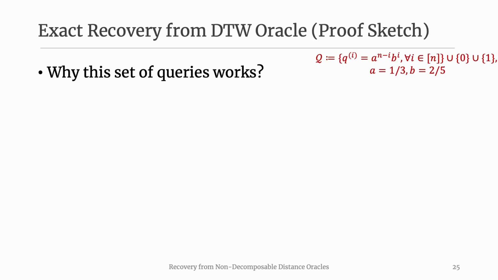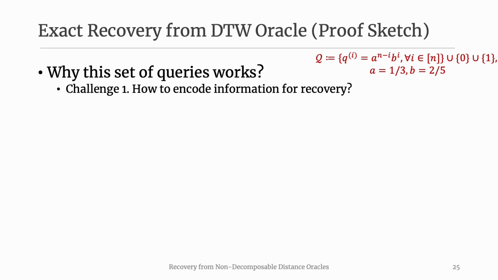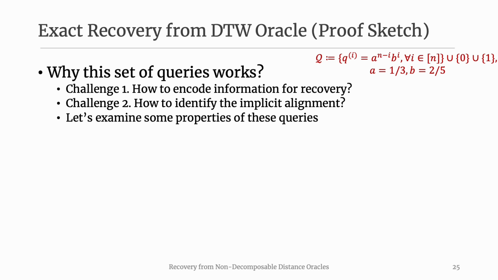But why can this set of queries work for exact recovery? To see this, we know that exact sequence recovery with DTW distance queries requires one to find a way to encode sufficient information for the query and to identify the implicit alignment or the matching between the sequences, which are the two challenges for solving this problem. To see why this would work, let's examine some properties of these queries.